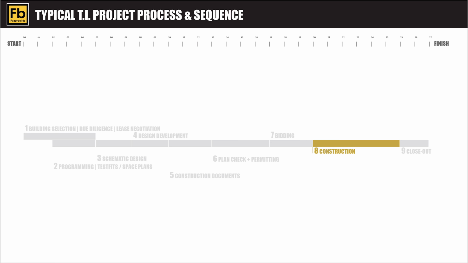Then we go into construction. This is where the project moves from drawings and planning to actual construction in the field. Materials are purchased, sub-trades mobilize, and the physical space is built based on the approved construction documents.